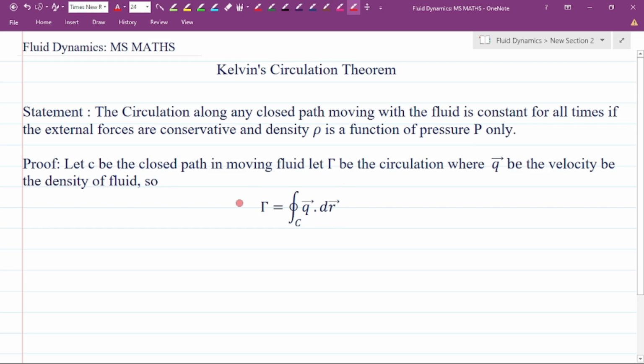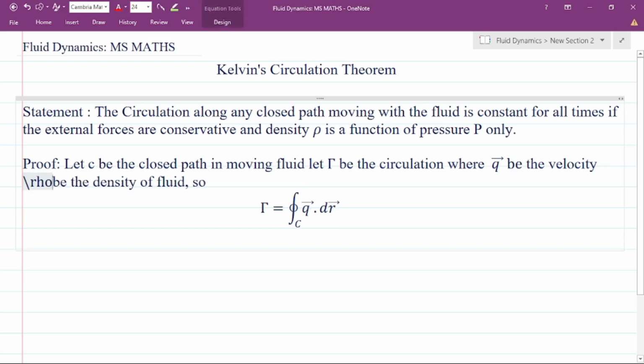It means that when I say gamma, it represents the circulation. Let C be the closed path in the moving fluid, let gamma be the circulation, where Q is the velocity and rho is the density of the fluid.